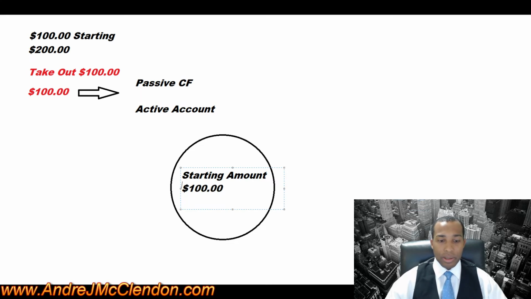So your starting amount's $100, right? And this is your passive cash flow. So you have your starting amount. And you just say you put 100% of it to X, any asset, dividend, stock, mutual fund, whatever, right? And it yields, let's say, 15% annually, and pays monthly.